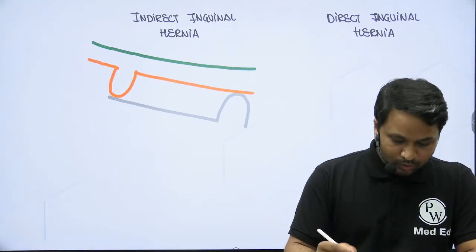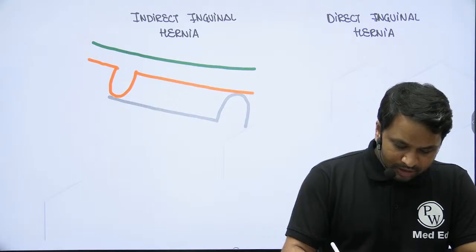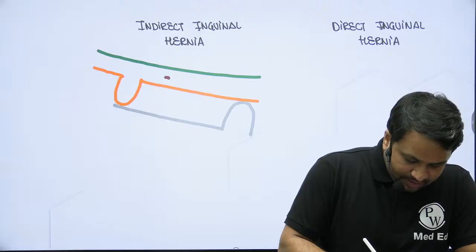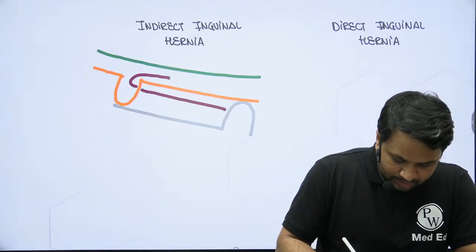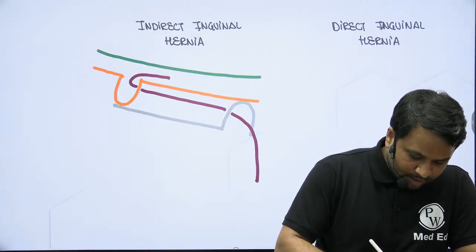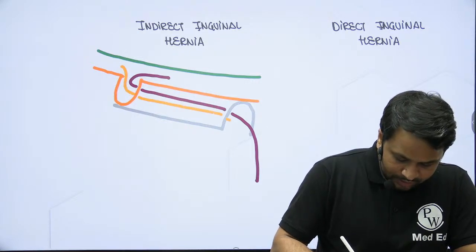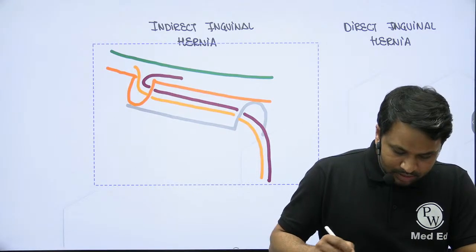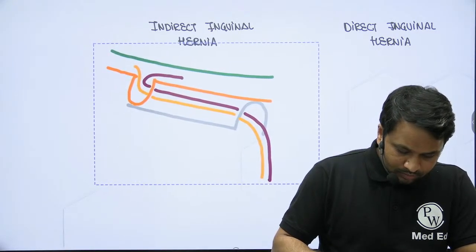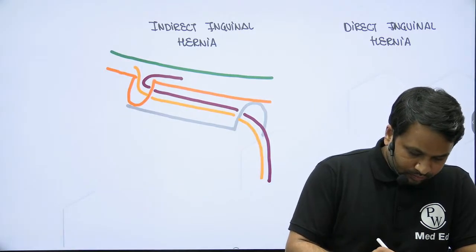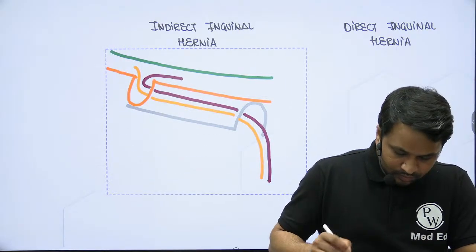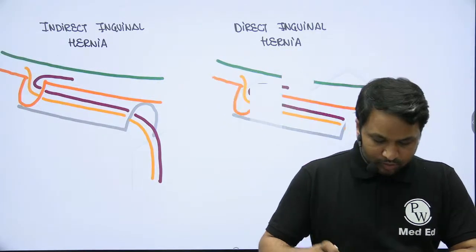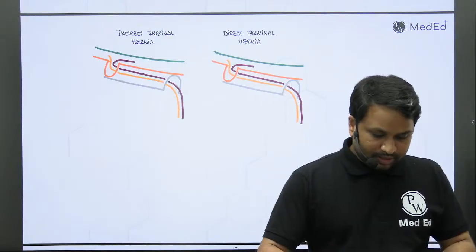So this we all know. There is a structure that is going to travel. Okay, this is the color code. Now, this is the vas deferens, which is going to go in the inguinal canal and is going to enter from here. And this happens to be the ilioinguinal nerve, right? This has been our representation. We'll follow the same representation so we don't miss on this. I'll just replicate it here so that we don't need to draw. So this is the comparison between the direct and the indirect inguinal hernia.